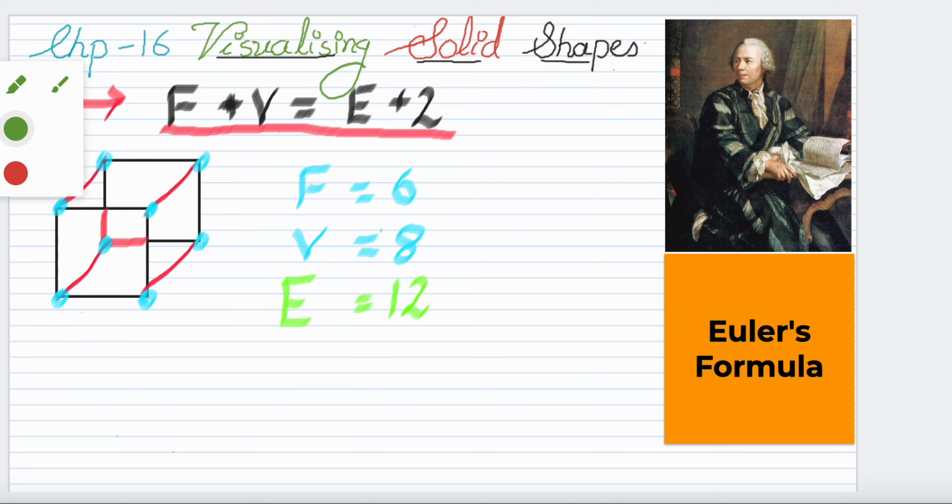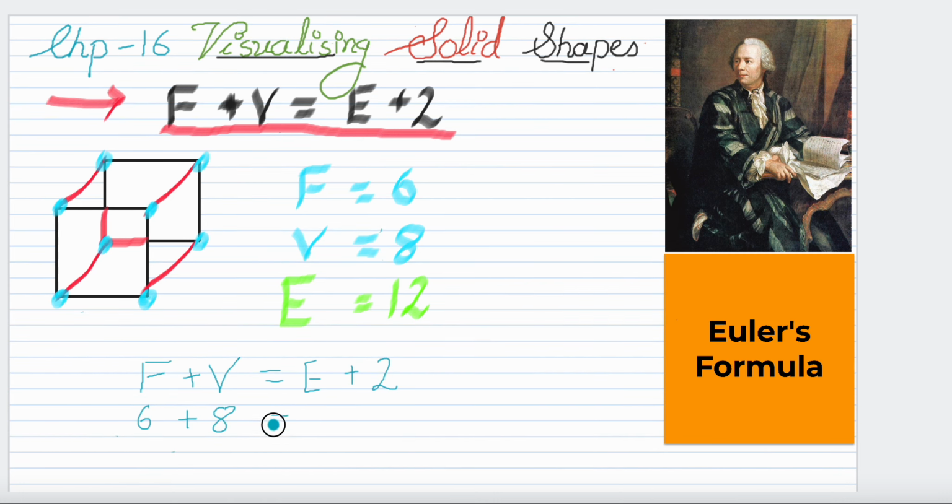So now what we are going to do? We are going to calculate. See what we have to do? F plus V. That means first I am going to write the formula. F plus V must be equal to E plus 2. So this one will be 6 plus 8 is equal to 12 plus 2.